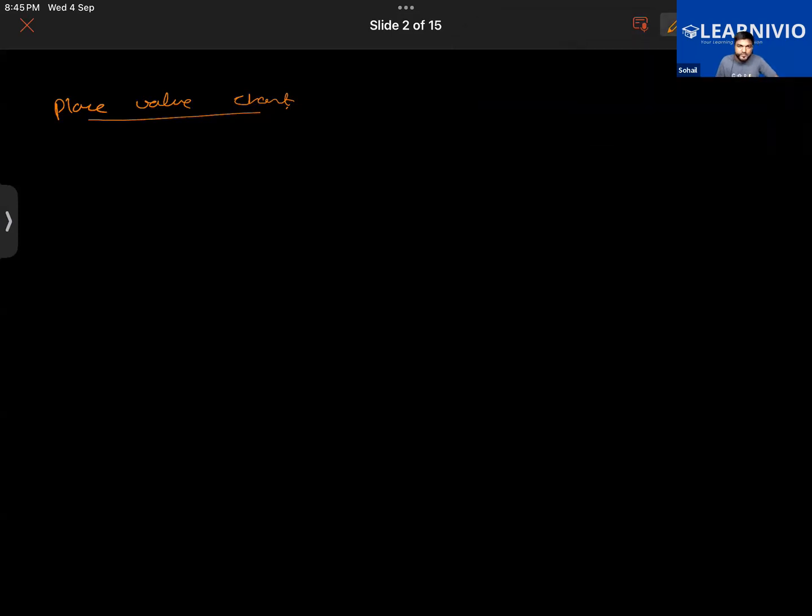Okay, now how do we define this? We see that the place value chart is a very helpful table format that helps us to find the place value of each digit.